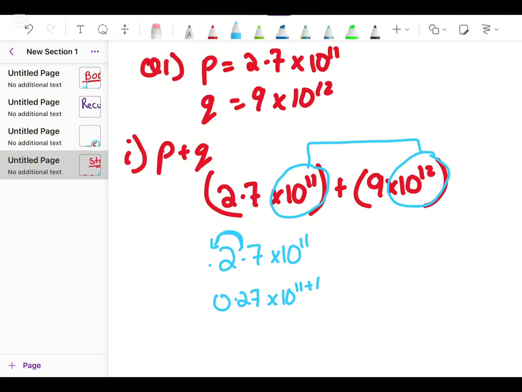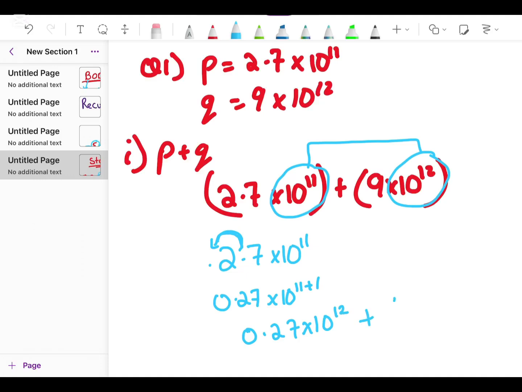Why am I doing this? As I told you, the power must be same. When the powers are same, then we can add and subtract. Now it will become 0.27 because the decimal point already moved to the left side. Now you don't need to write the decimal point again. So 0.27 multiplied by 10 raised to the power 11 plus 1 will become 0.27 multiplied by 10 raised to the power 12.